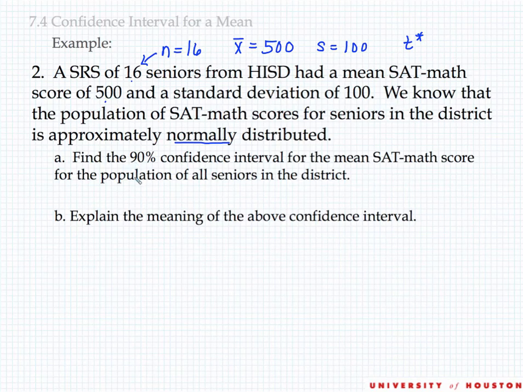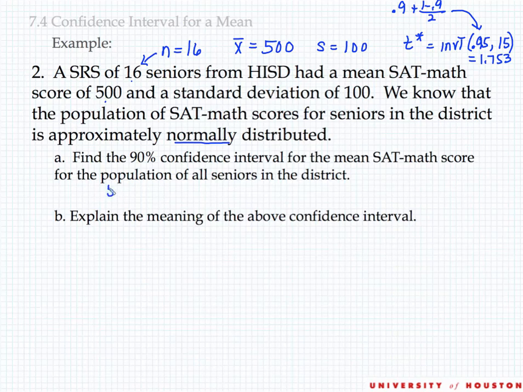We want to find the 90% confidence interval. So the t star, we will do inverse t or qt of 0.95, comma, our degrees of freedom, which is n minus 1, 15. Again, the 0.95 comes from 0.9 plus (1 minus 0.9) over 2. Now, when we calculate this value for our t star, we get 1.753. That's my critical value.